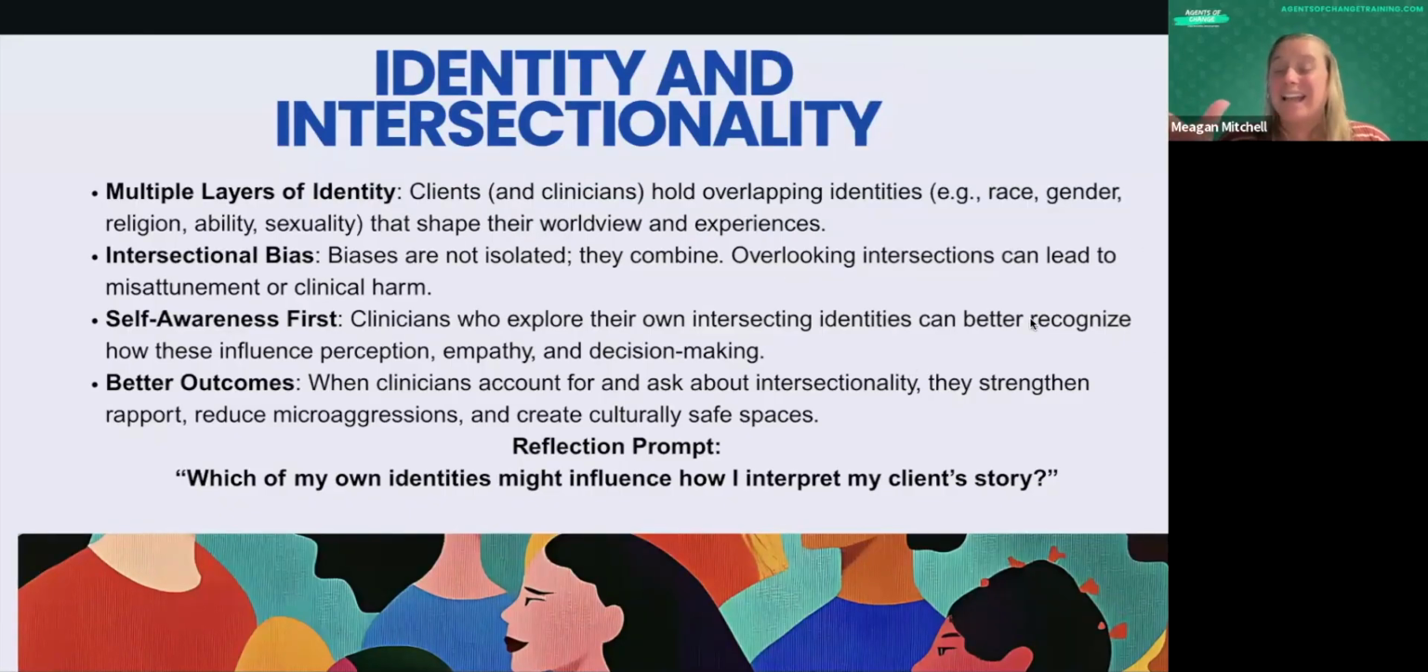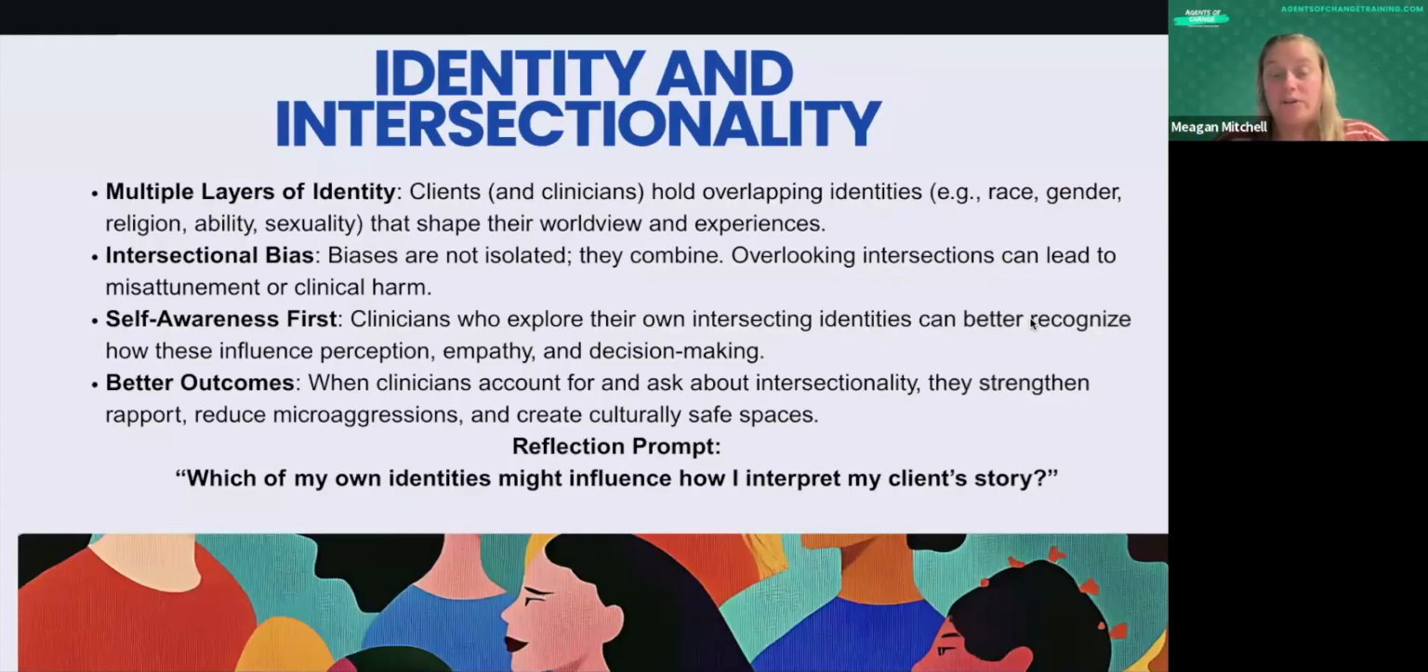So when we're looking at how being someone that is not able-bodied, who also might be a person of color, how do those intersect? We need to be attuned to these intersections because we don't want to cause clinical harm. Okay. What do we do with this?